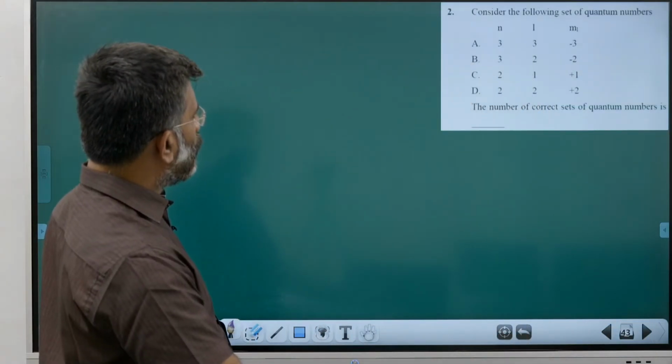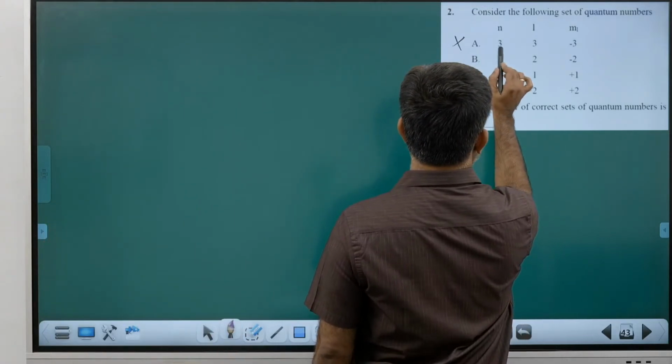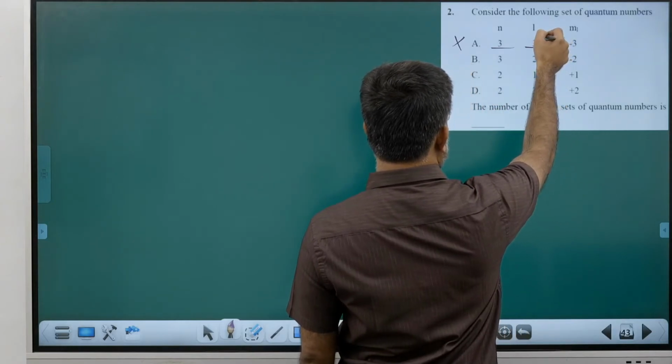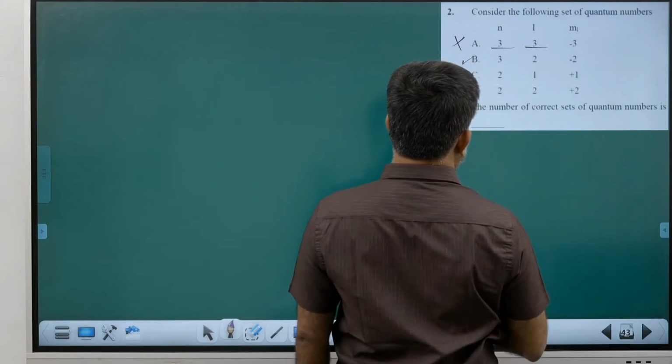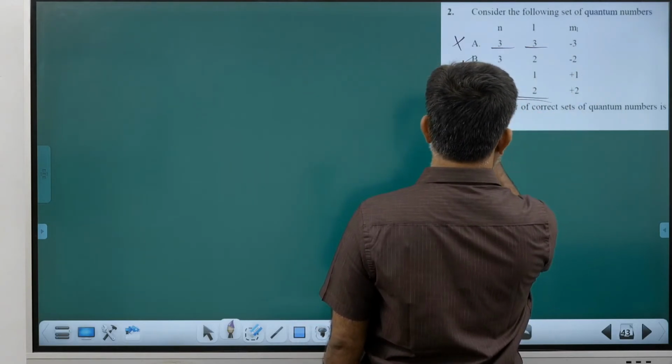Correct set of quantum numbers. First one is wrong. 3 is not possible. This should be n minus 1. 3, 2, minus 2. This is okay. 2, 1, plus 1. Okay. 2, 2 is not possible.